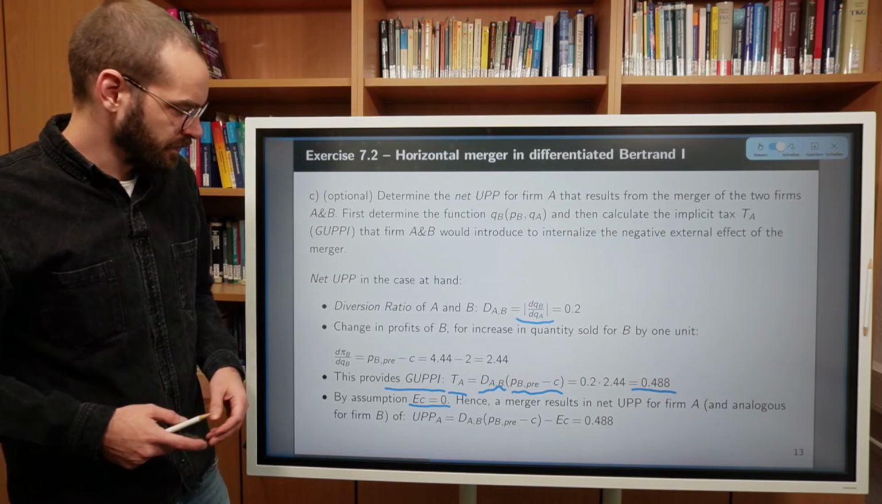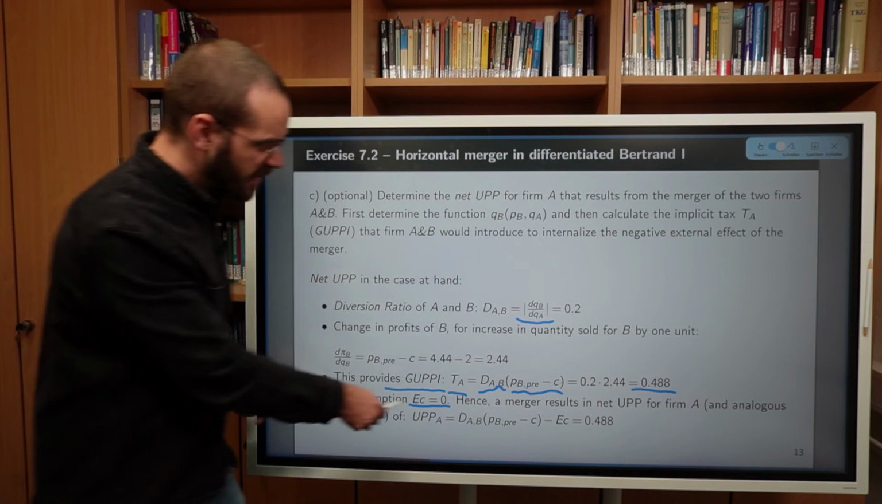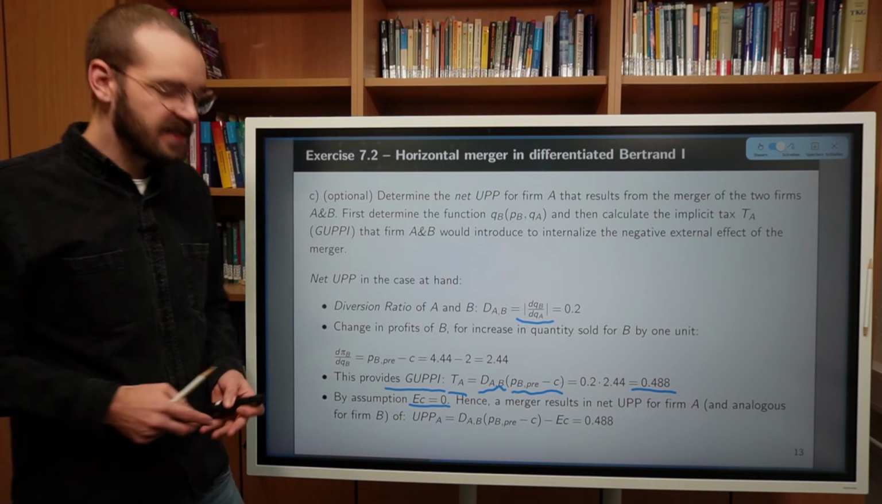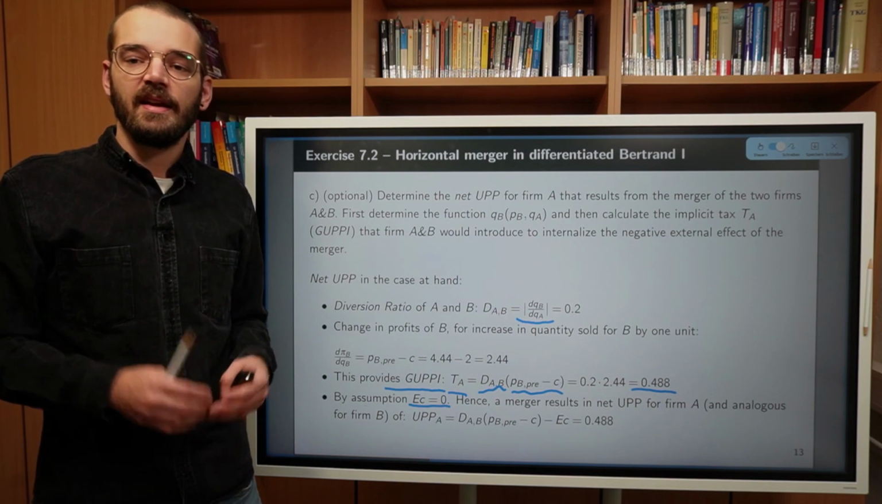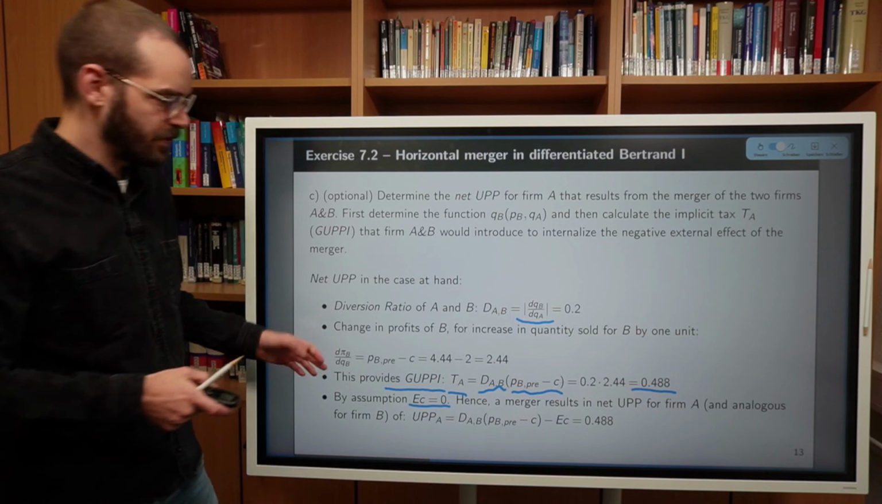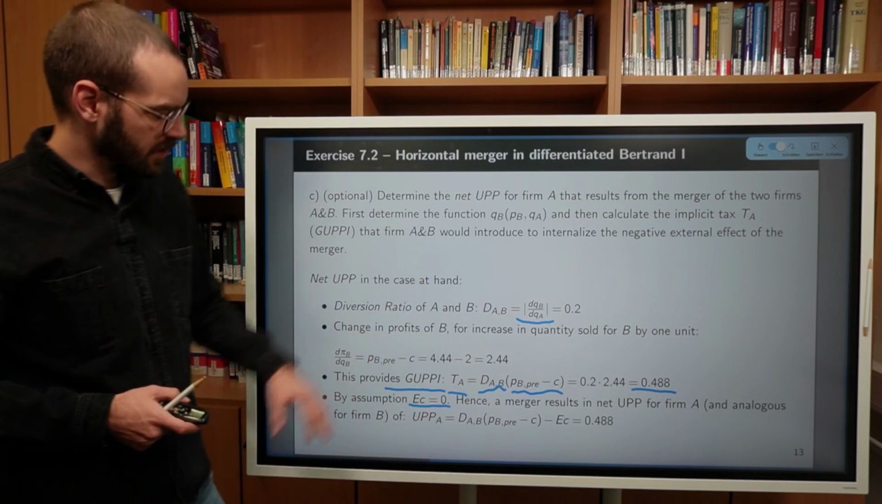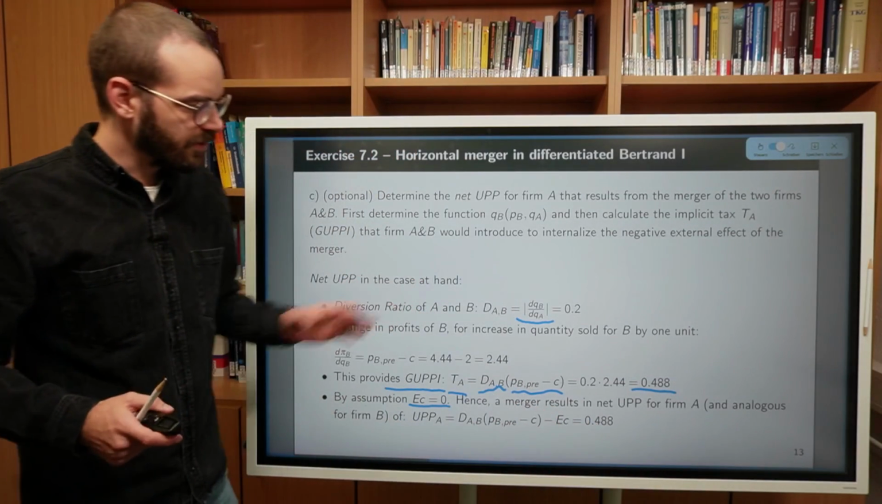All right, so without any efficiency gains, with EC equal to 0, we know that the merger results in a net upward pricing pressure for firm A, and of course, because of the symmetry of the model, analogously for firm B, of this value of 0.488.